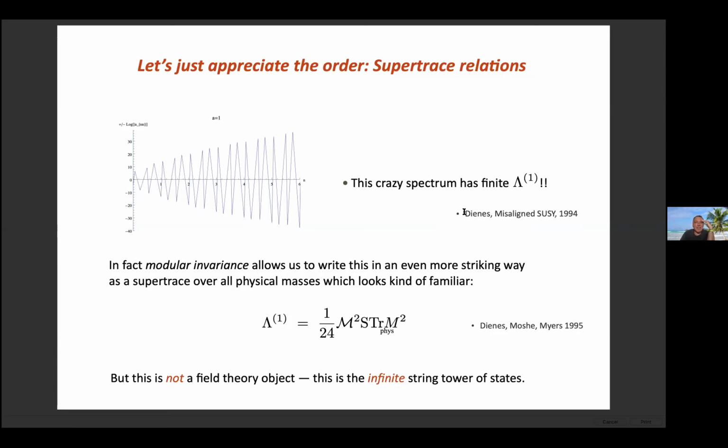And the reason for that was noticed by Keith Dienes in 1994. So this is the misaligned supersymmetry, and it's one way to understand what's going on. The way to see it is to take your lambda and write it in a different way. And the thing that allows you to do that is modular invariance.